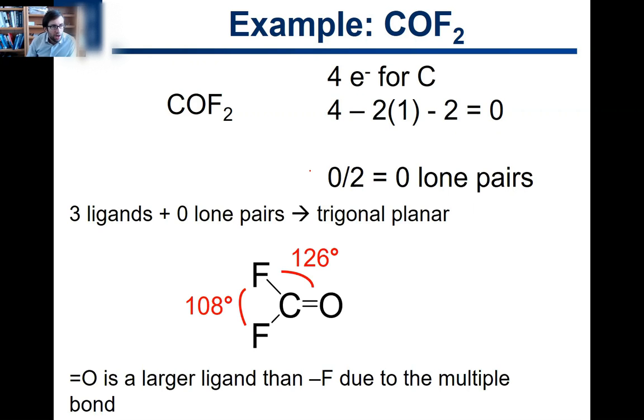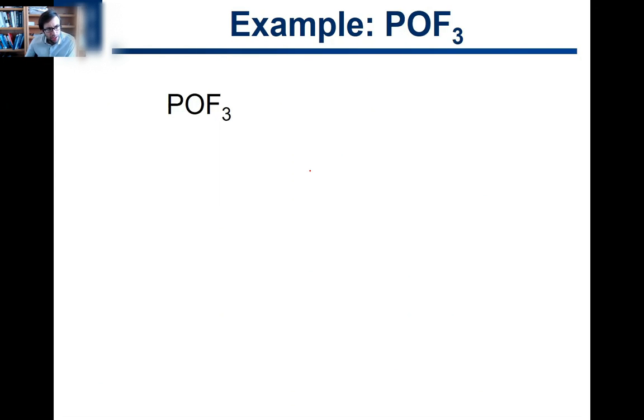However, this is where some of our bond angle rules come into play. Oxygen is larger than fluorine due to the multiple bonds. That's what VSEPR says. And so you're not going to have perfect 120-degree angles here. You're going to actually have 126-degree angles for the carbon-fluorine-oxygen bonds. And then the carbon-fluorine-fluorine bond is going to be 108 degrees, significantly less than the 120-degree ideal geometry. So that's why I wanted to do that one.